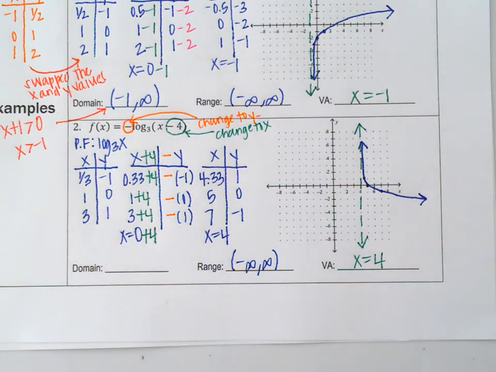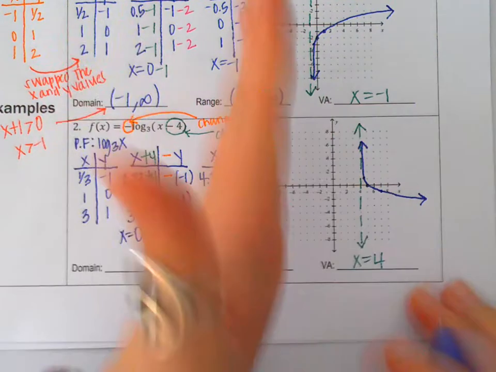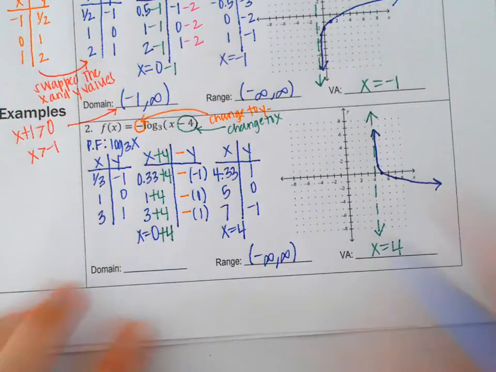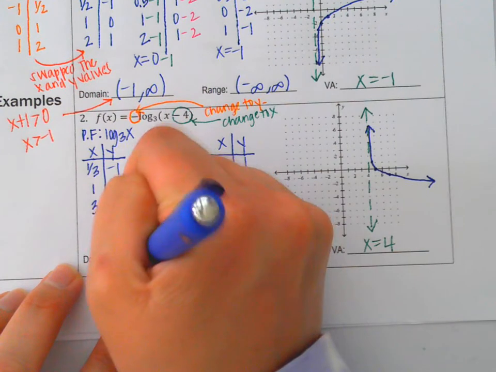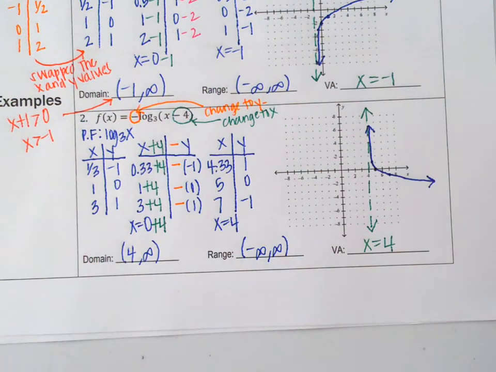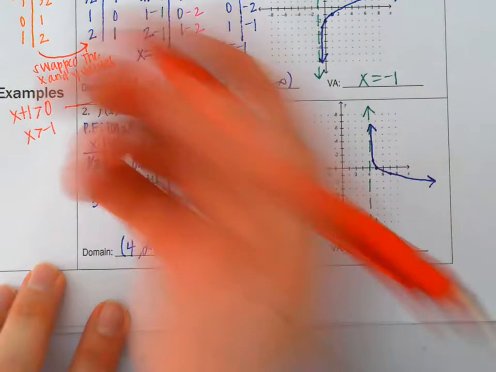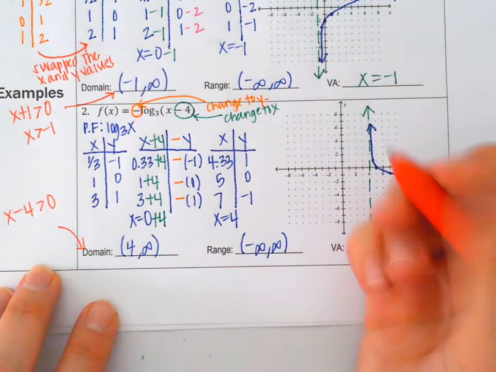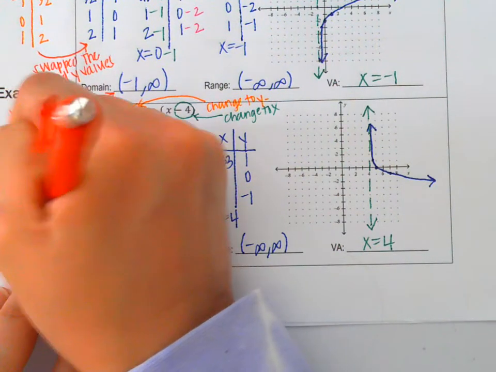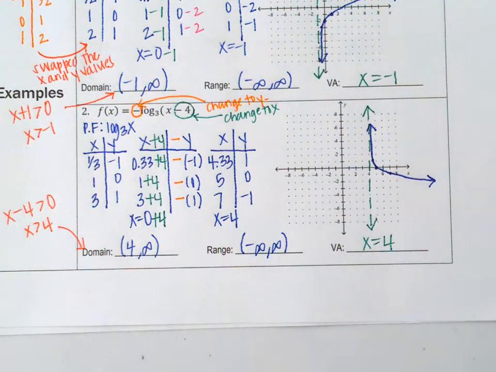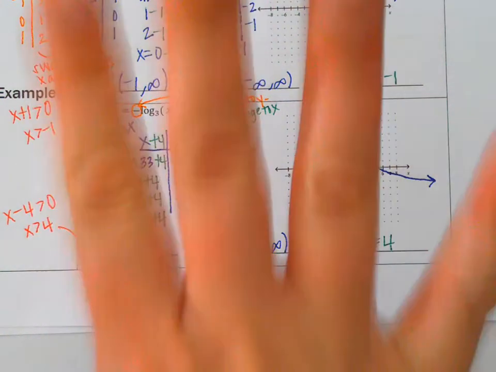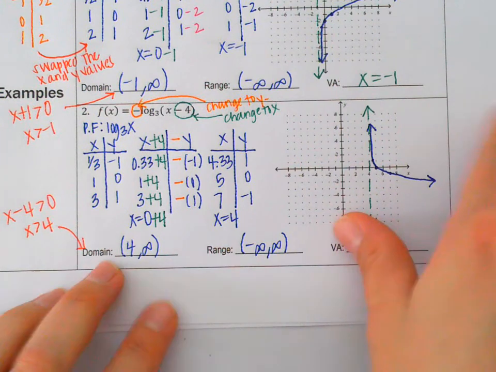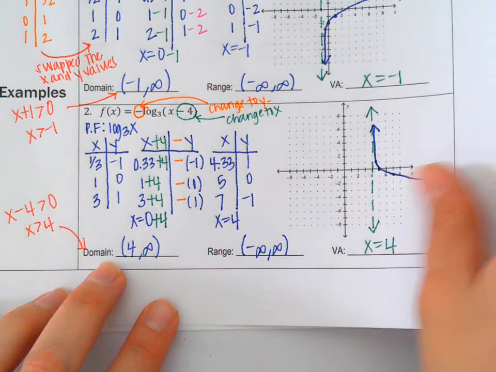But the domain does change. So you can do it one of two ways. Look at the graph. We know it's going to be 4 to infinity. Or we can set the argument, x minus 4 greater than 0. Add 4 to both sides. I get x is greater than 4. Okay, and that is it for those first two examples. And then we're going to get to the next two.